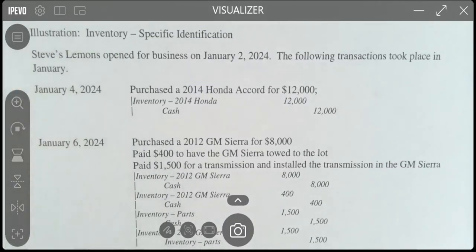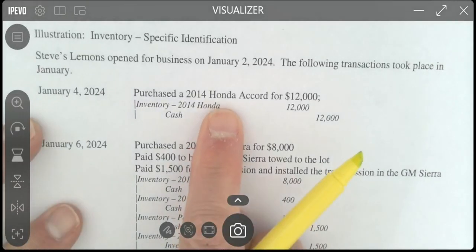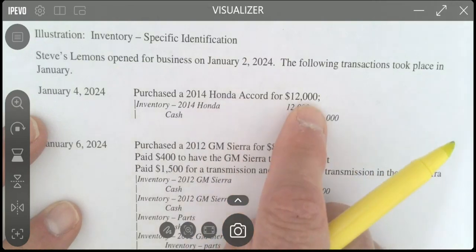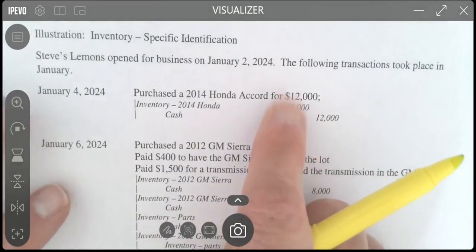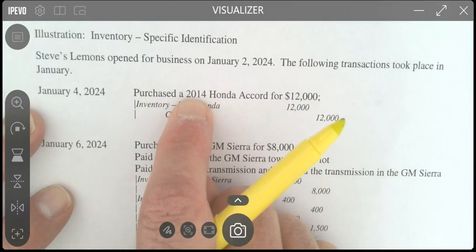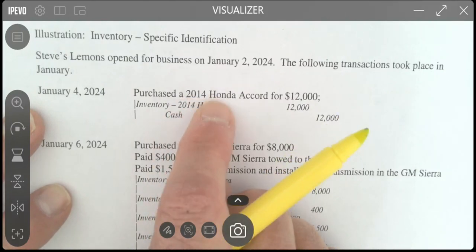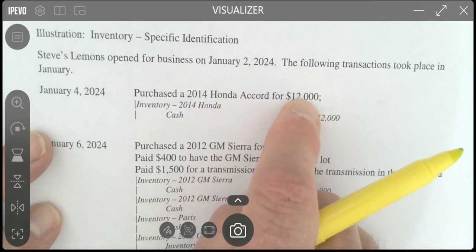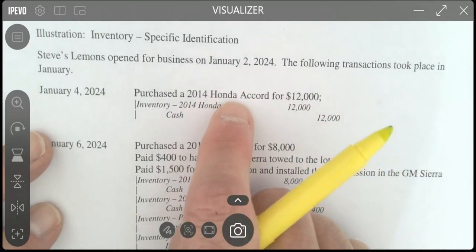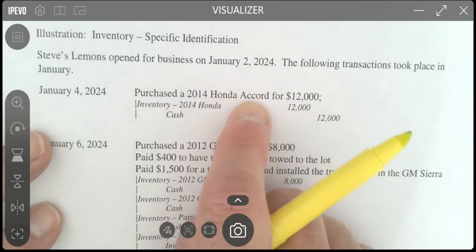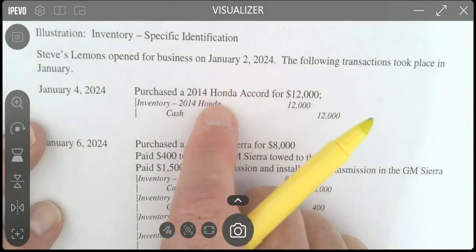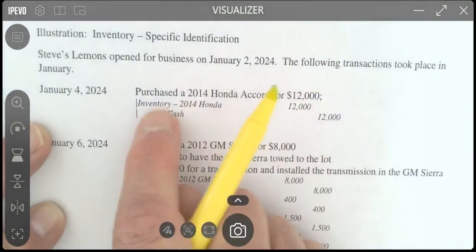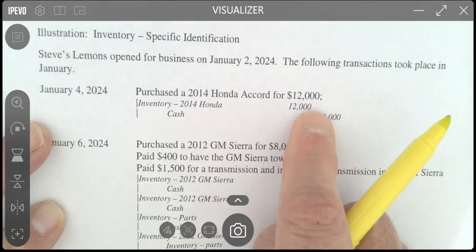All right. On January 4, the company purchased its first inventory item, a Honda Accord, for $12,000. So now we have one inventory item. Notice that this is being purchased in order to sell it to a customer for more than $12,000 and make a profit. That's why it's called inventory. If we were purchasing it as a car for a salesperson, it would be property, plant, and equipment. But because it's for resale, it's inventory, and so we debit the inventory account for $12,000.